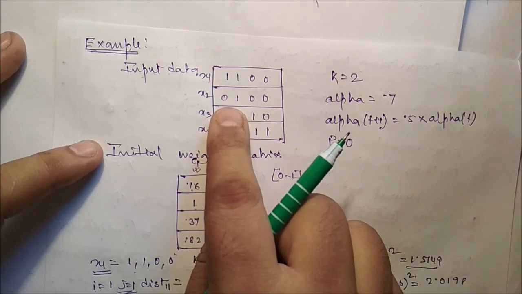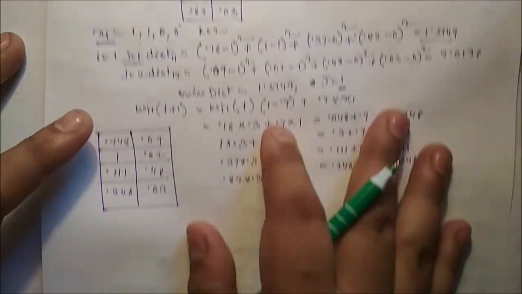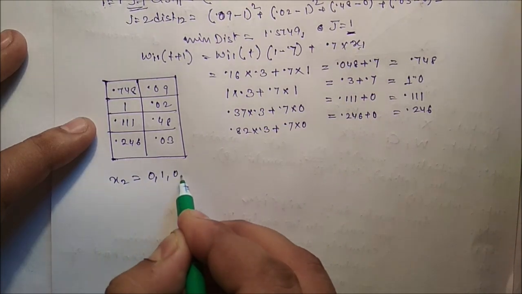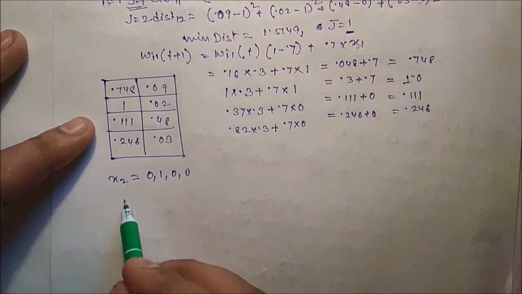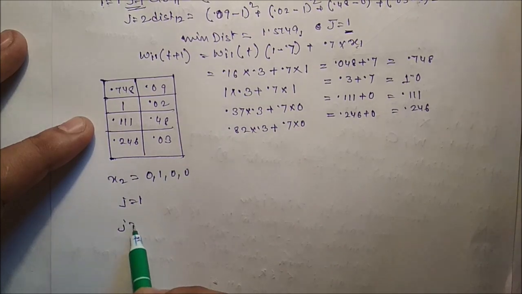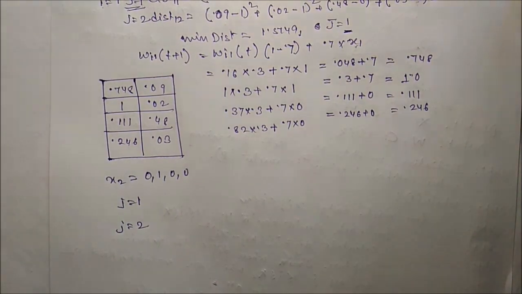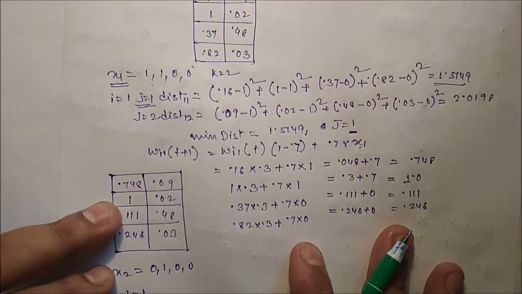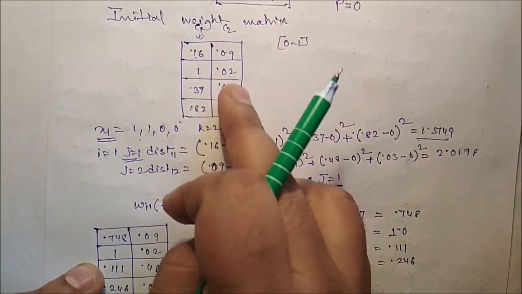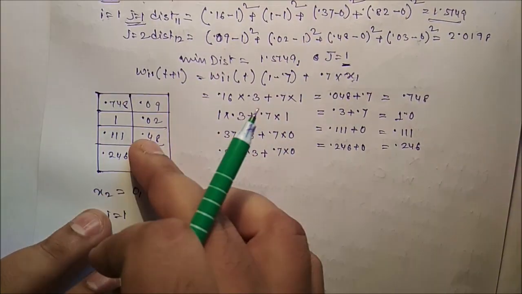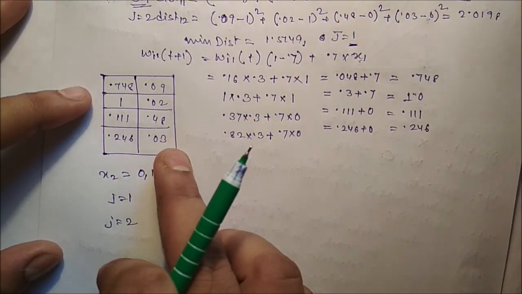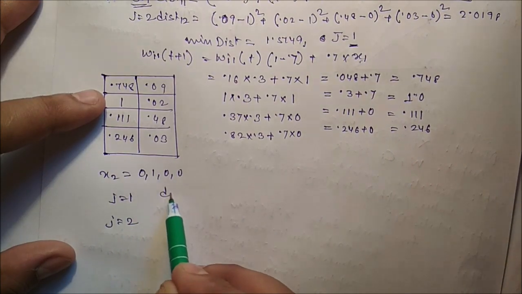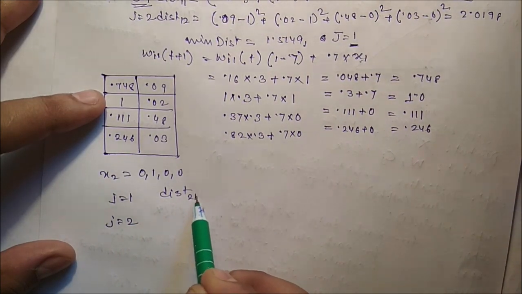Next, the second data is what? Second data is 0, 1, 0, 0. That means what is that? 0, 1, 0, 0. And we have to calculate when j is equal to 1 and j is equal to 2. We have to calculate the distance. Okay, now you can see here, we just forget about this. Now the updated weight is this one. That means the next calculation will be with this weight. Okay, now we have to write the distance in between 2, 1.